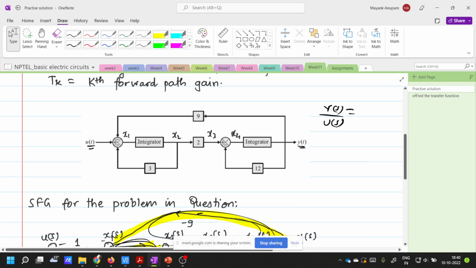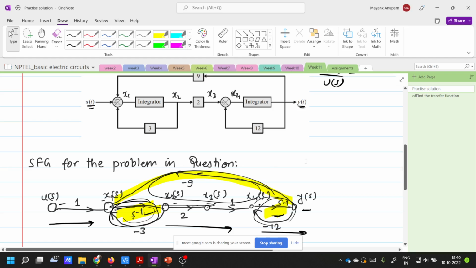Okay, and let's say this is x1 of s, this is x2 of s, this is x3, this is x4. First you define all the variables, all the signals, and then you represent the signals using these circles in the signal flow graph. So these circles: this is u of s, this is x1 of s, this is x2 of s, x3 of s, this is x4 of s, and then this is y of s.